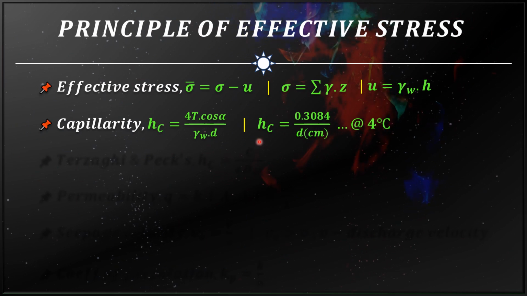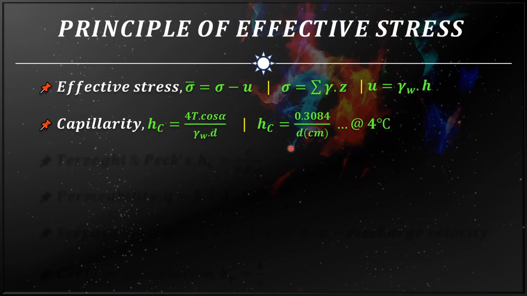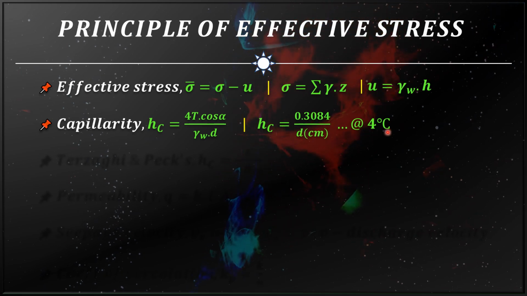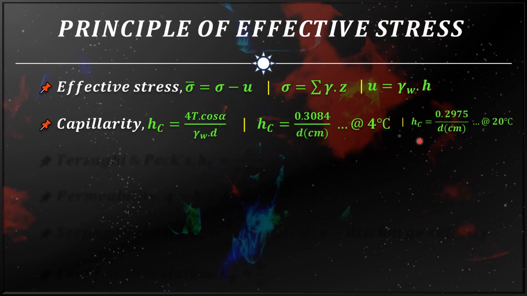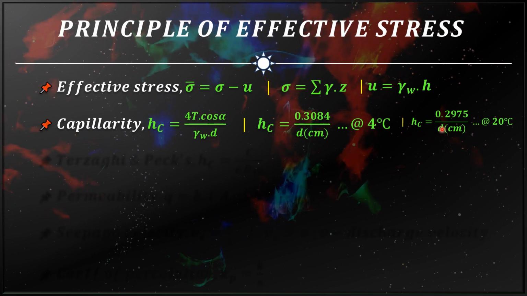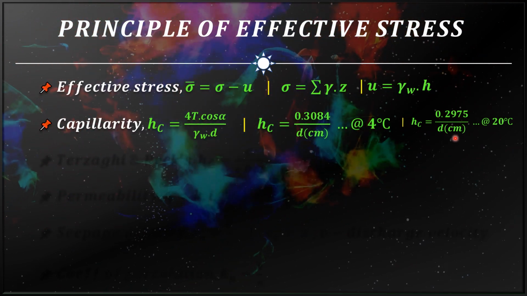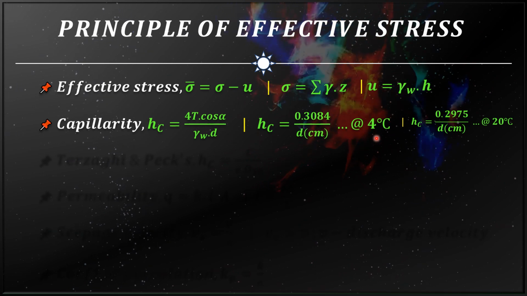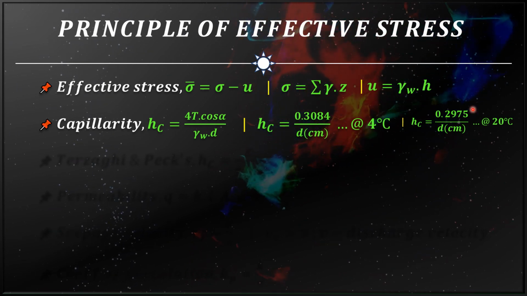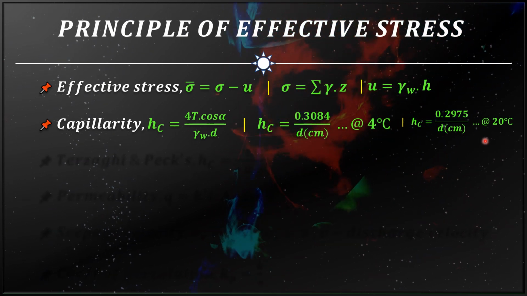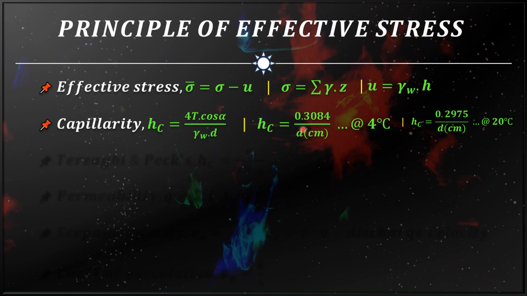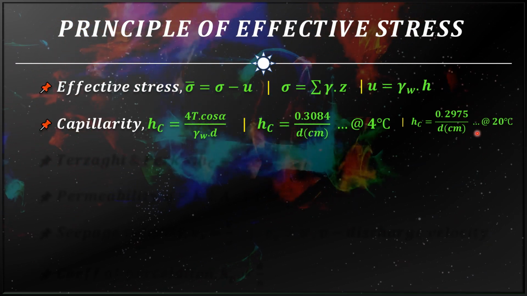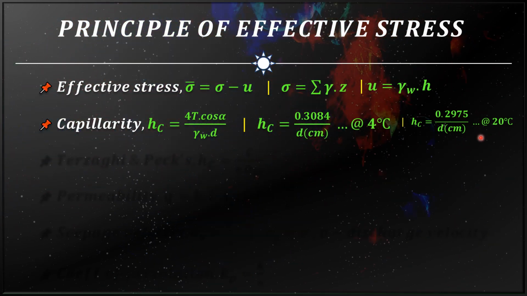And it is a generalized formula. Hc is equal to 0.3084 divided by d in centimeter at 4 degrees Celsius. And at 20 degrees Celsius, what is Hc value? Hc is 0.2975 divided by d in centimeter, when we use only water as the standard liquid. When we want to use this generalized formula, at 4 degrees Celsius it shall be this, and at 20 degrees Celsius it shall be given by 0.2975 divided by d in centimeter.